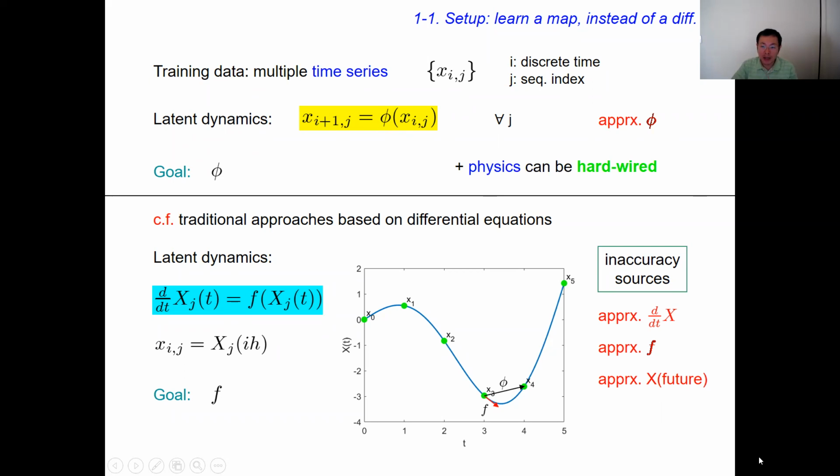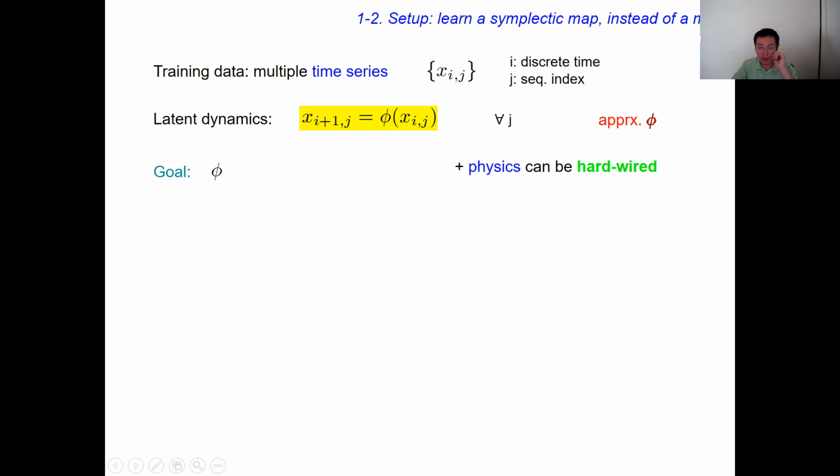In addition, I can actually hardwire physical information into my learning model. So what do I mean by physical information? Like I hinted before, the one that I care about is symplecticity, meaning in coordinates that this evolution map has to satisfy this quadratic equation, or more precisely, its Jacobian, which is a matrix, has to satisfy this equation everywhere.